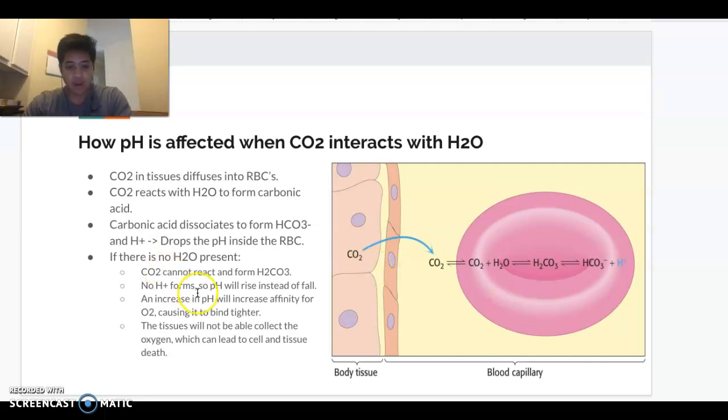If there is no water present, then the carbon dioxide cannot react and form the carbonic acid, and because of this, no H plus forms, so the pH will rise instead of fall. And if we recall from earlier, an increase in pH will increase the affinity for oxygen, causing it to bind tighter. Because of this, the tissues will not be able to collect the oxygen, which can then lead to cell and tissue death.